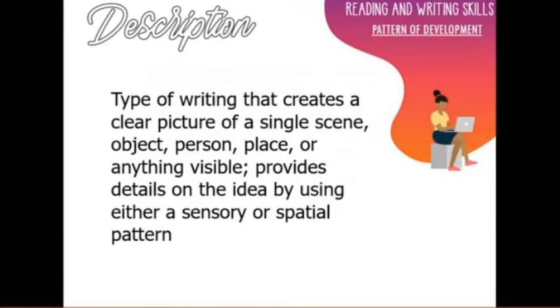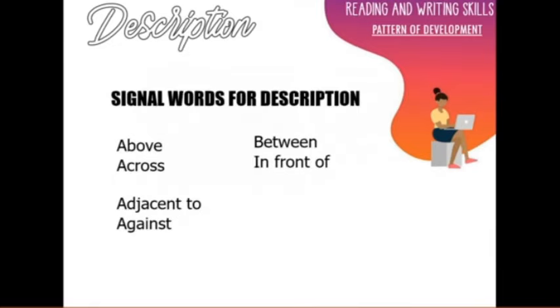And then when it comes to spatial pattern, it's about the organization of the things, or the organization of the physical environment in the article or in the paragraph. So in the description, these are the signal words that you commonly use, but again, these are not limited to these six only. We have above, across, adjacent to, against, between, in front of.